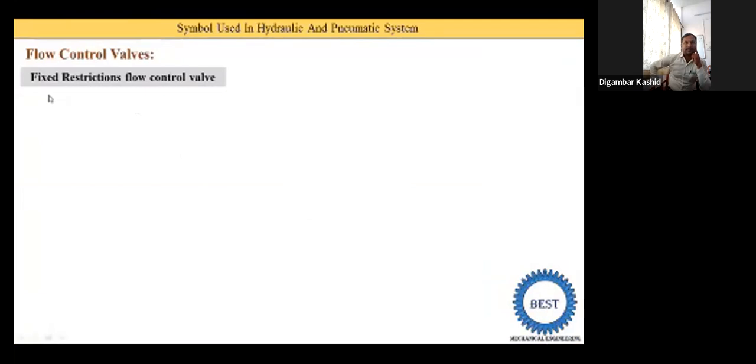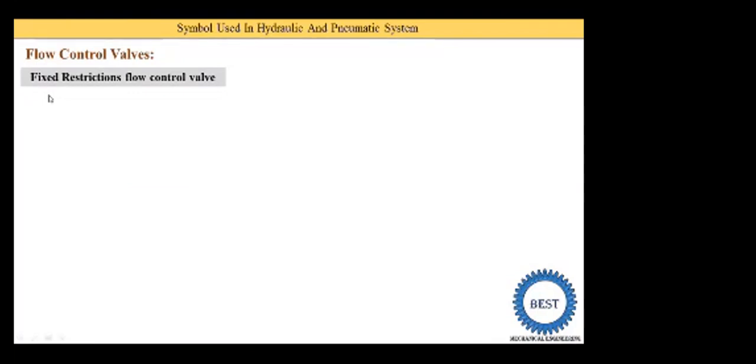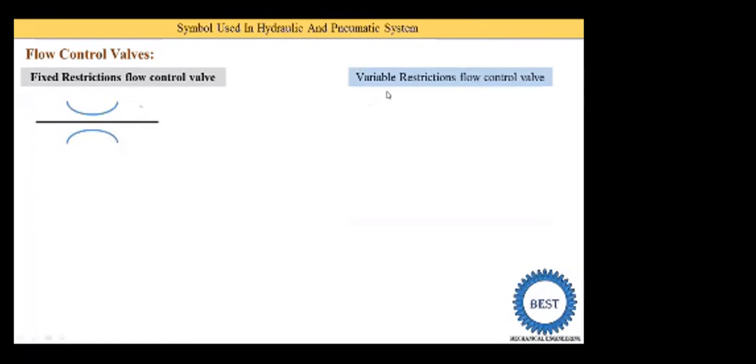Now the first is the fixed restriction flow control valve. In this valve we are not able to adjust the flow, that is, a fixed amount of flow rate passes through the flow control valve. For that, the symbol is like this. First you need to draw two curved lines, and between them one line goes through, meaning the fluid is flowing through these curved portions.